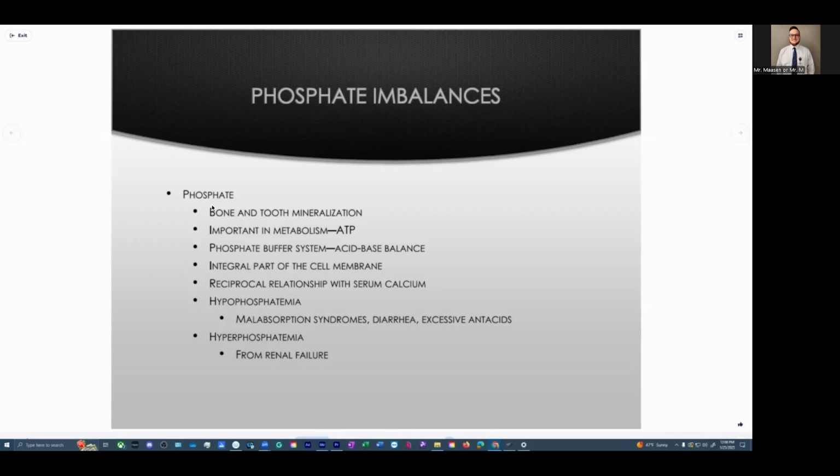And it has a reciprocal inverse relationship with serum calcium. So again, calcium goes up, phosphate goes down; calcium goes down, phosphate goes up. So too little phosphate, back to the malabsorption syndromes. Too much phosphate, renal failure, very similar to magnesium for the predominant causes, and that's pretty consistent across a lot of the electrolytes.